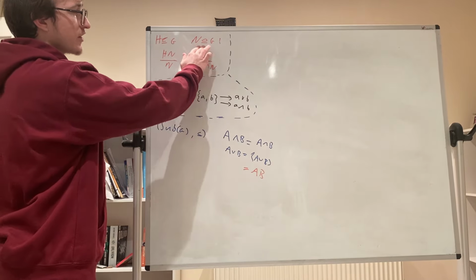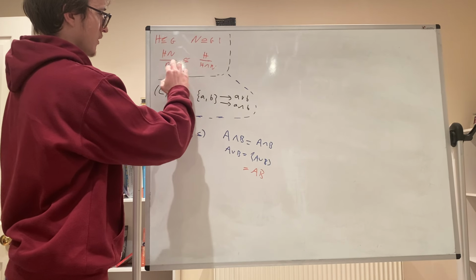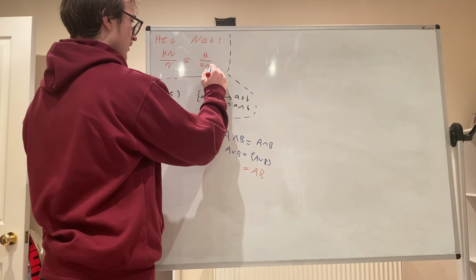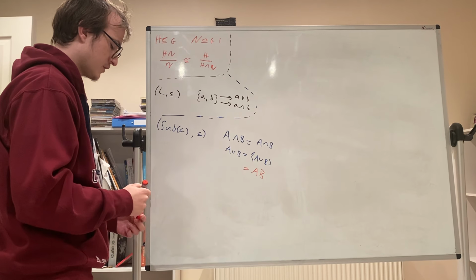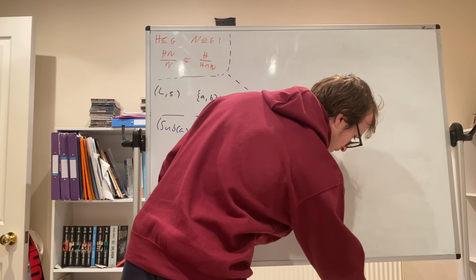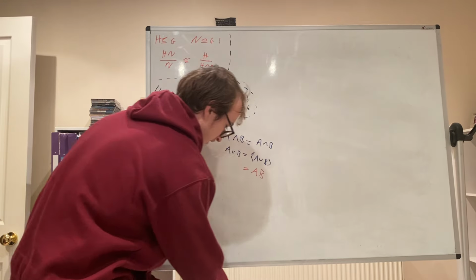Now, here's the meet and here's the join. And we see that since N is normal, really this second isomorphism theorem is telling us something about the meet and the join in this lattice of subgroups of G. So how can we make this precise?